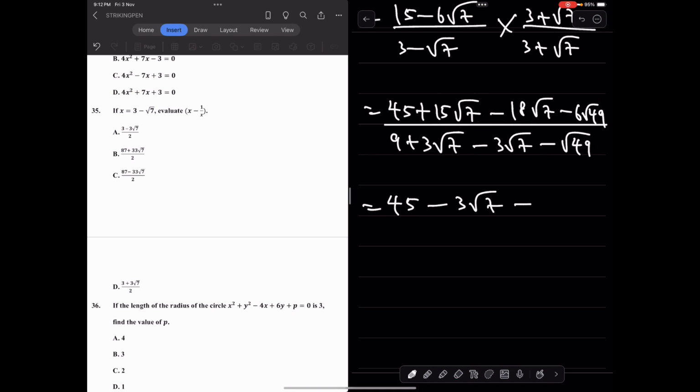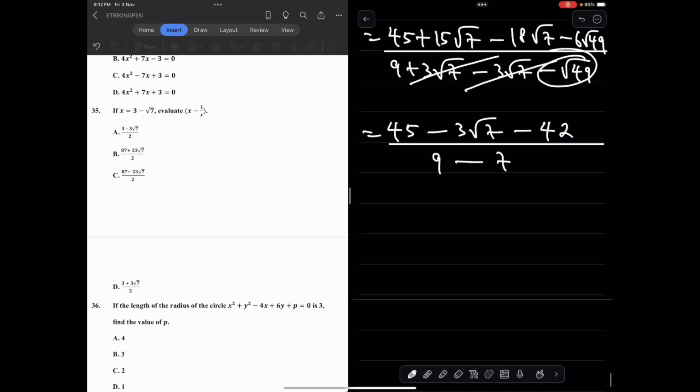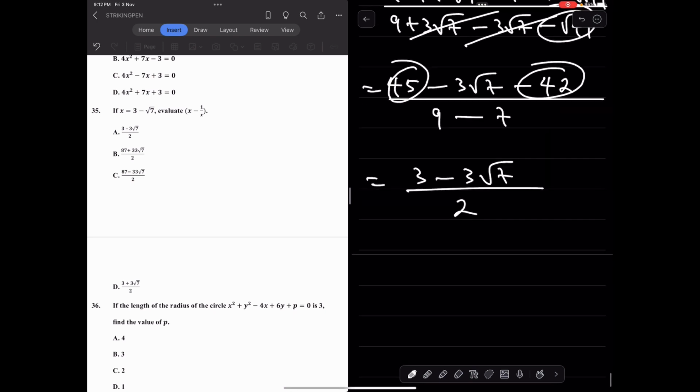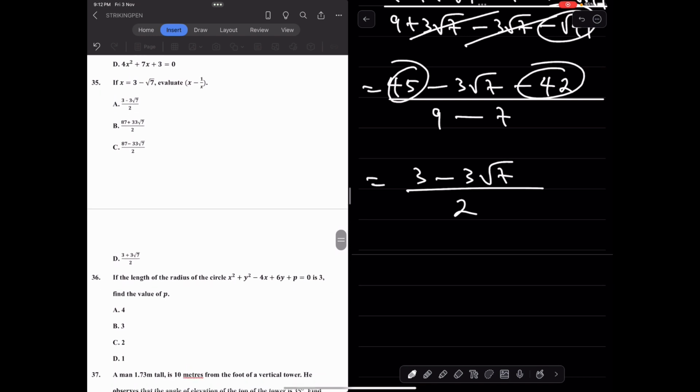6 times 7, because root 49 is 7. So 6 times 7 is 42. That means minus 42 all over, 3 root 7 minus 3 root 7 is 0. And we have 9 minus root 49, which is 7. That's 9 minus 7. And that's 45 minus 42 is 3. 3 minus 3 root 7 all over 2. And the correct option is A, 3 minus 3 root 7 over 2.